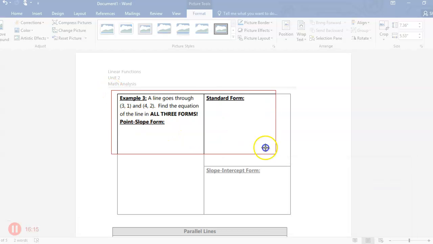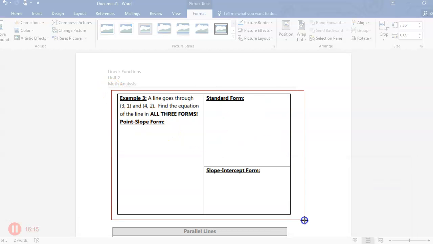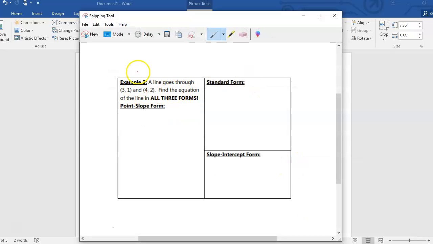All right, guys, we are going to practice writing all 3 forms of a line. Here we go. It says a line goes through 3, 1 and 4, 2. Find the equation of the line in all 3 forms. Okay, so I'm going to pause the video. I want you guys to find the slope of this line and then I'm going to resume the video. So take a second, find the slope of this line.